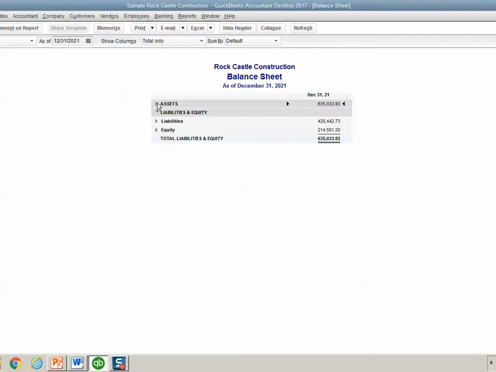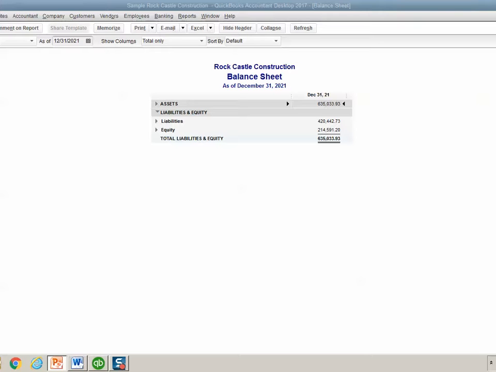You may have heard of the accounting formula, assets equals liabilities plus equity. Well, you can see that here on the balance sheet: Rockcastle Construction's assets of $635,033.93 equals its liabilities plus equity. The balance sheet is the most important accounting document for displaying the value of your business at any given time, if it's accurate.